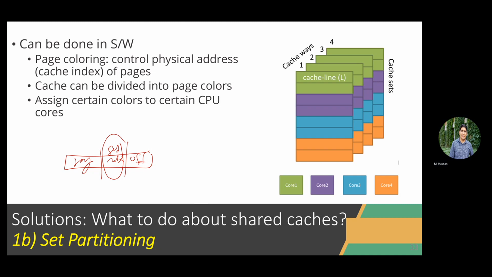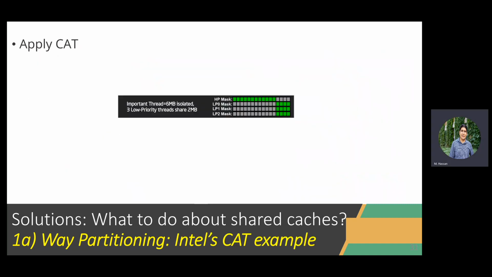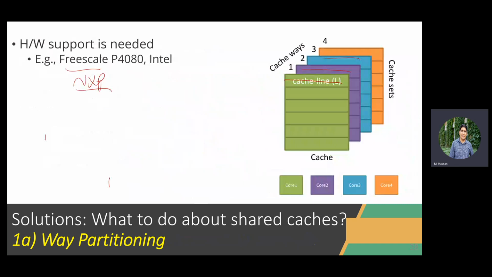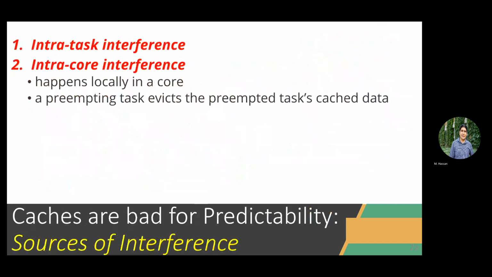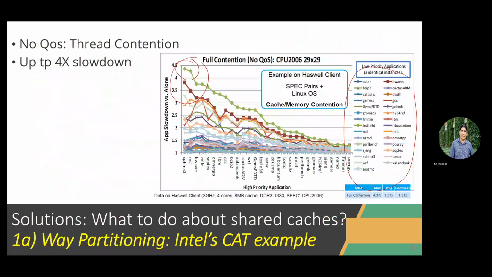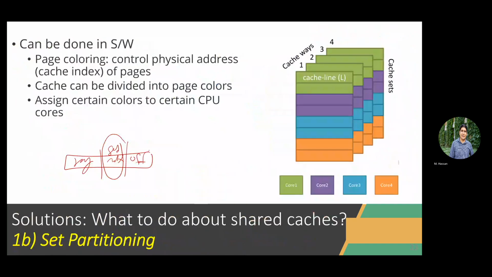Good. And as you can see from this figure compared to this figure here, with way partitioning you take way one in all the sets. These basically are the sets, and these are the ways. So one core is taking one way in all the sets. On the other hand, if you do set partitioning, core one, for example, takes the whole set, which is set one, all the ways, right?